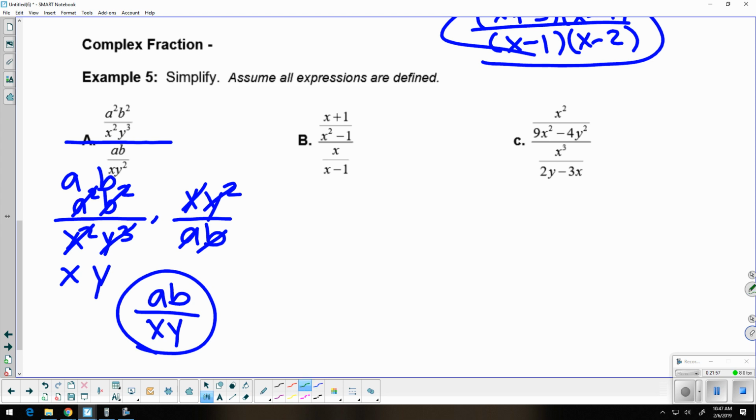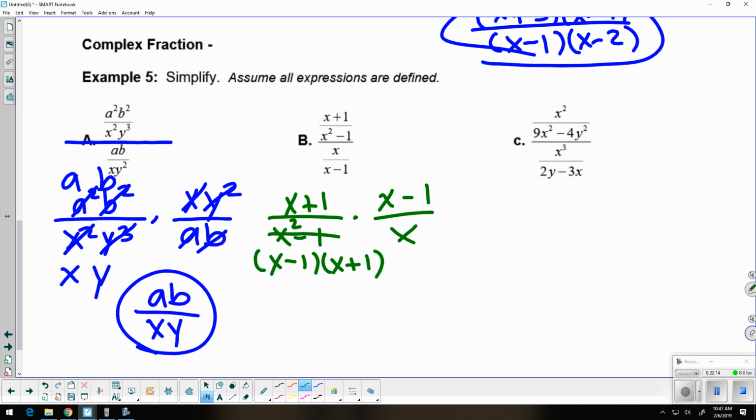Similar thing for the next one. If we set this up, we got x plus 1 over x squared minus 1. Now we're timesing by the reciprocal, x minus 1 over x. Okay, so factor now. The x squared minus 1 would factor into x minus 1, x plus 1. And then as far as canceling, x plus 1's cancel, x minus 1's cancel. My answer is just 1 over x, and that'd be it. So 1's left on top, x is on the bottom.